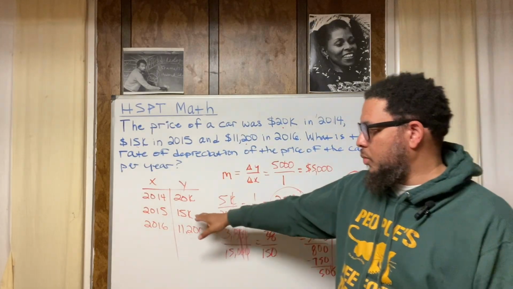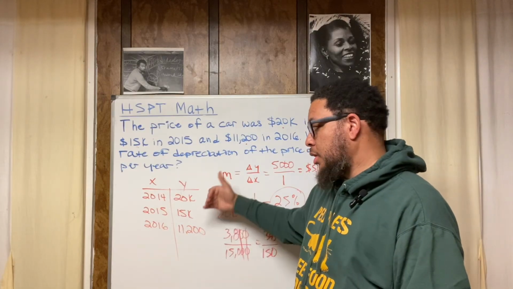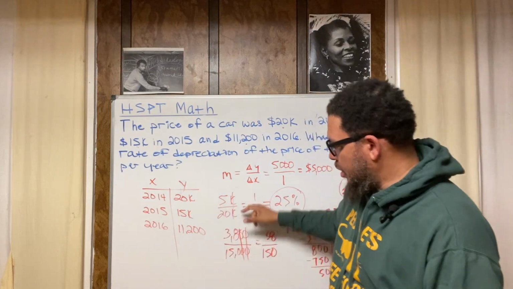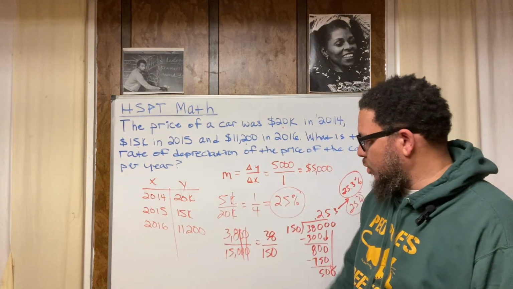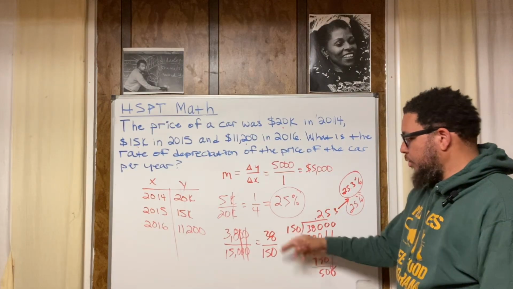And then we say, okay, well, what's the difference between 15,000 and 11,200? The difference is 3,800. So 3,800. What percentage is that of 15,000? Set up the fraction. Cross out some zeros. What are you left with? 38 over 150. Then we're going to divide 38 divided by 150.